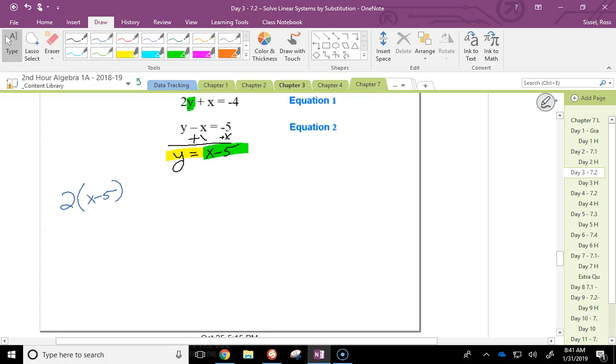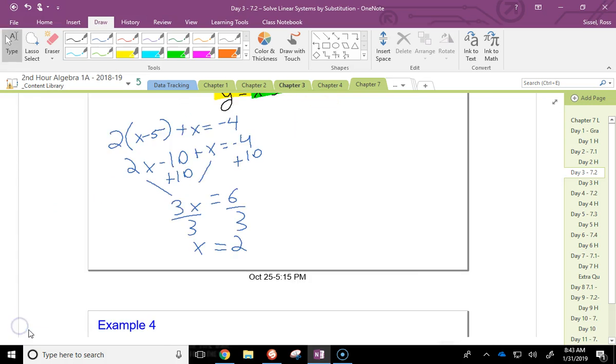2 times y is x minus 5, plus x equals -4. You have to make sure you write the whole thing up. Okay, I'm going to pause again. Solve for x. I'm going to call someone up to do that, and then someone to help with the y. Alright, let's check Devlin's work.